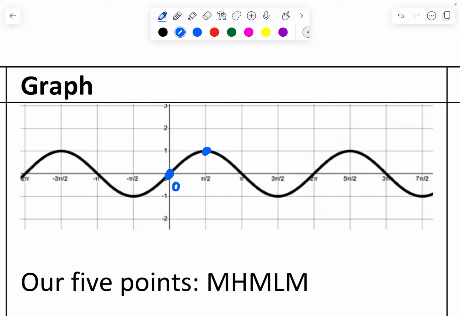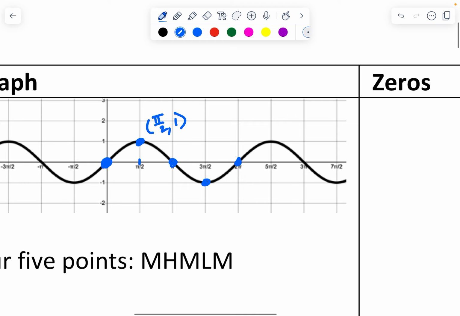So notice this graph is labeled with tick marks. You don't have to label that 0, but it is there at the origin, 0, 0. You could label it with the tick marks like they are here, or you could label it as pi over 2, comma 1. That sort of thing would be fine. So we have our mid, our high, our mid, our low, and our mid. And those 5 points just start repeating over and over and over again.